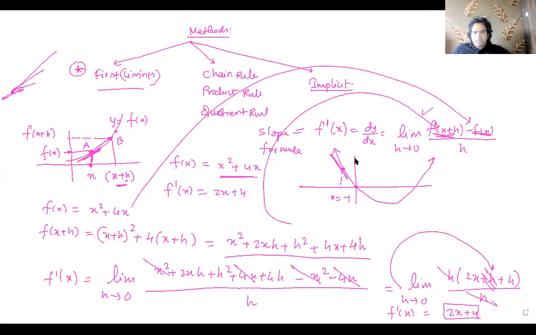So the question is, okay, let's say I want to find out the slope at x equals minus 1. Slope of this tangent at x equals minus 1. So when I plug x equals minus 1 here, what we get is f dash x will be 2 times minus 1 plus 4. That is nothing but 2. So that's the slope formula for this particular curve. So when I draw the tangent at x equals minus 1, the slope is going to be 2.